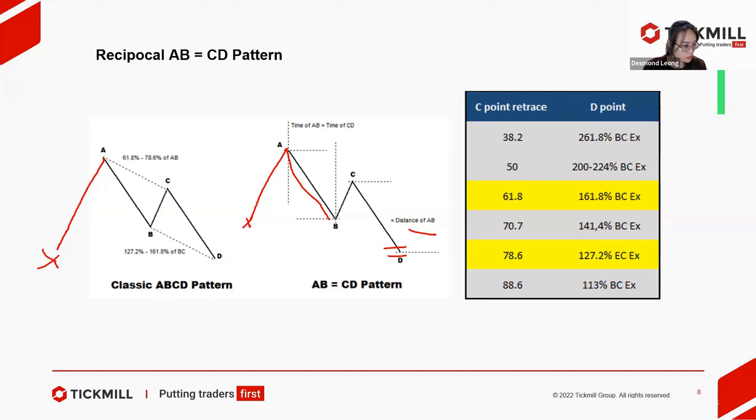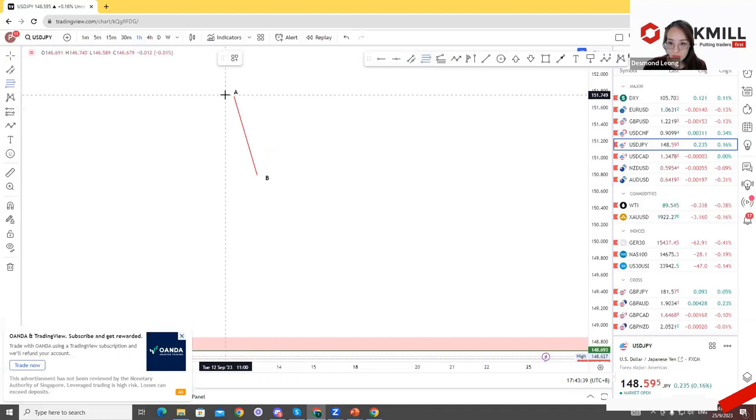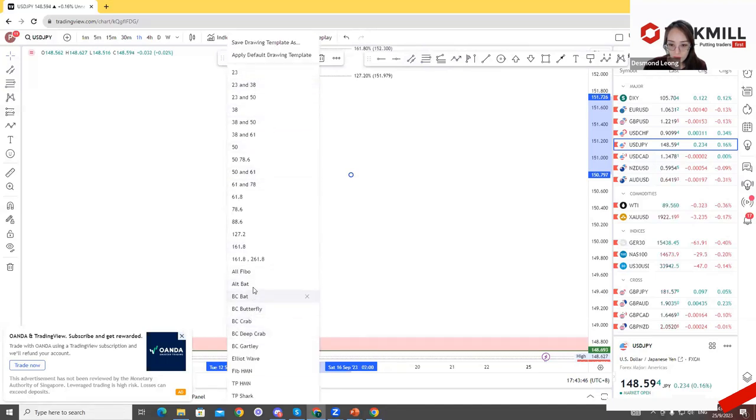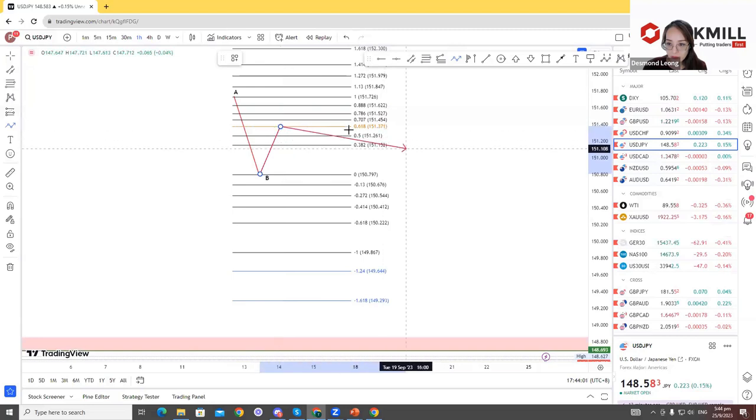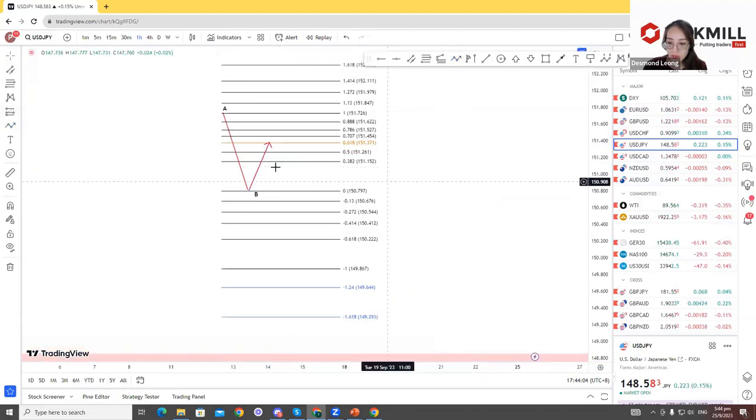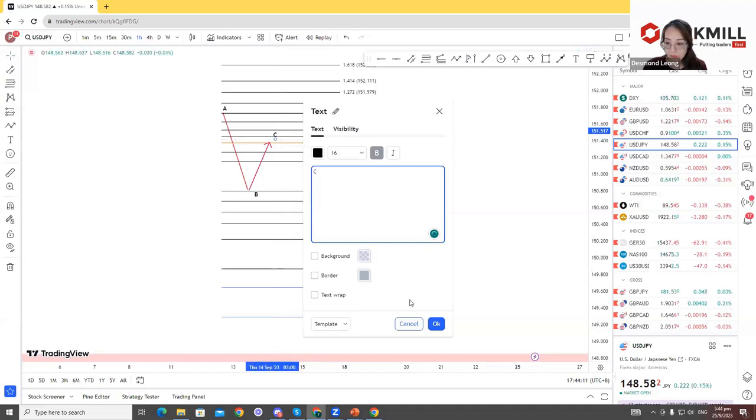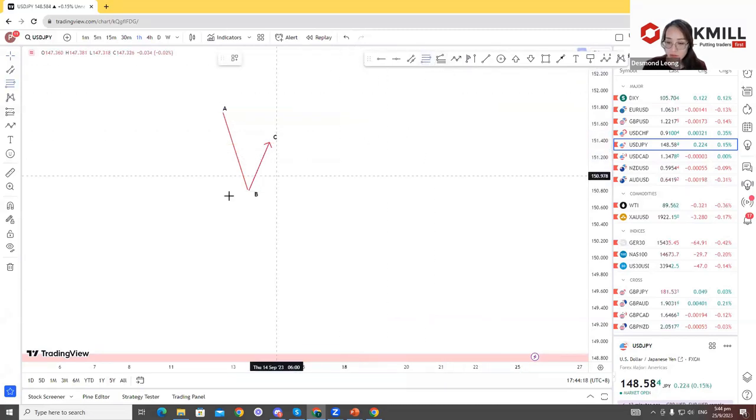What does it mean? You draw the fibo from A to B. Let's say C retraces to this point, which is 61.8% here. Then for the BC extension, you use AB.